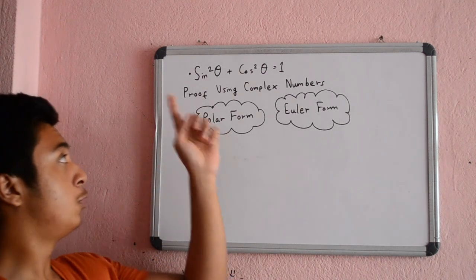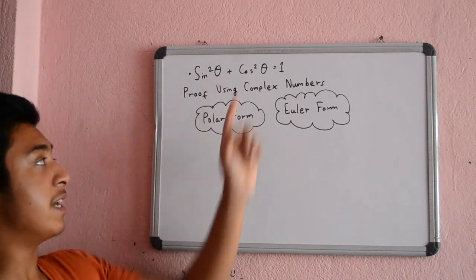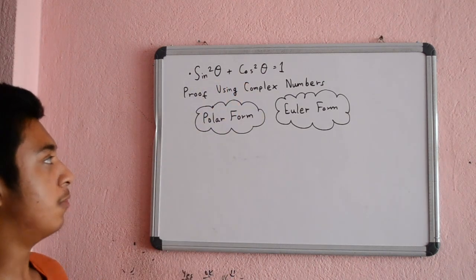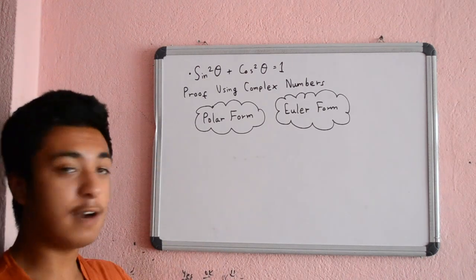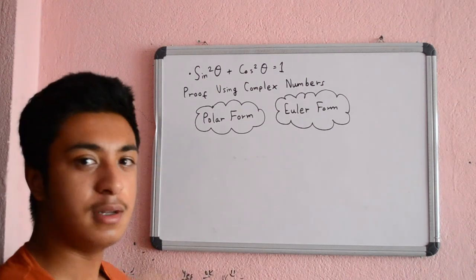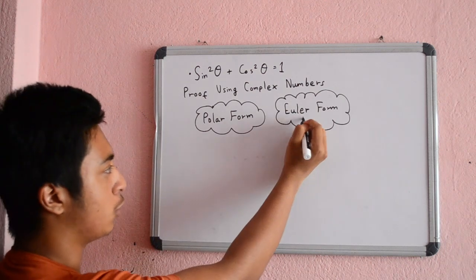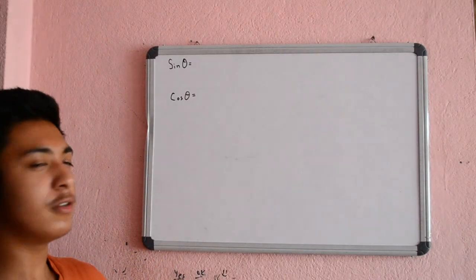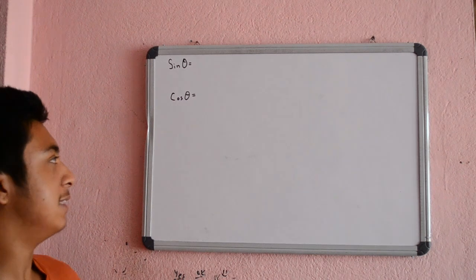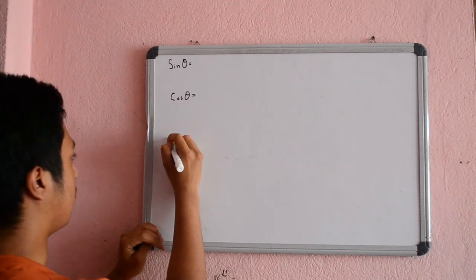Hello guys, let's prove that sin²θ plus cos²θ equals 1 using complex numbers, and I'm going to be doing the proof in both polar form as well as in Euler form. First I'm going to start with the Euler form over here. In the Euler form we need to find out what sinθ and cosθ are. Well, let's look at the Euler form.